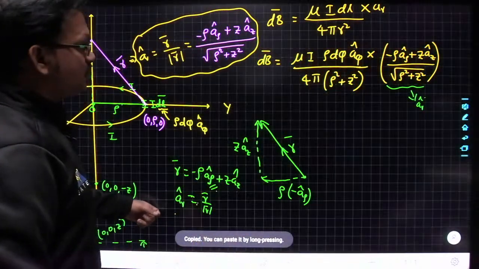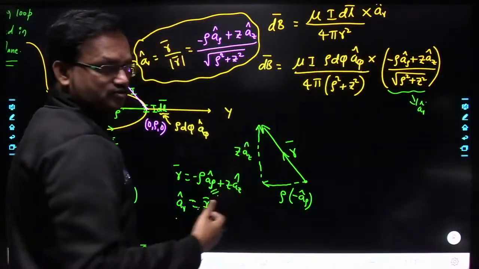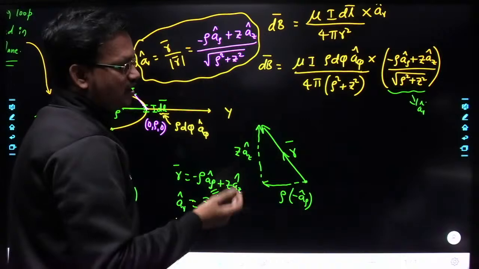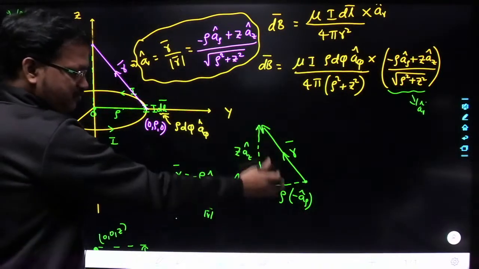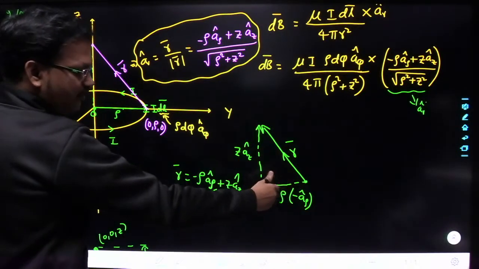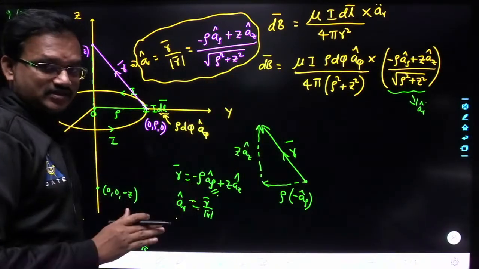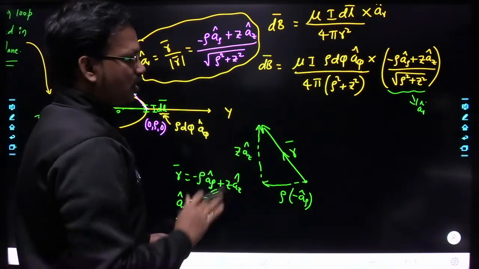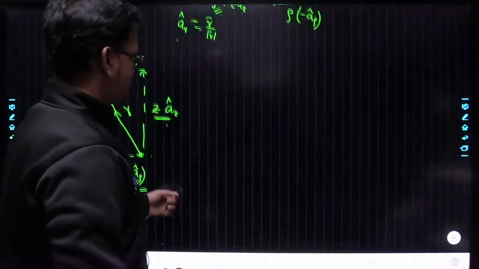Okay, so whenever I am writing A_R cap here, I have directly used the cylindrical coordinate system, so that's why you may not have understood here. That's why I have explained again how you can resolve this into two components: this component becomes rho minus a_rho cap, and this component becomes z a_z cap. Now I hope you have understood this one, right? Okay, so now see here.